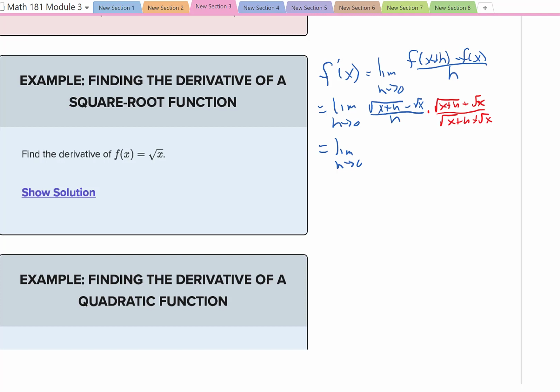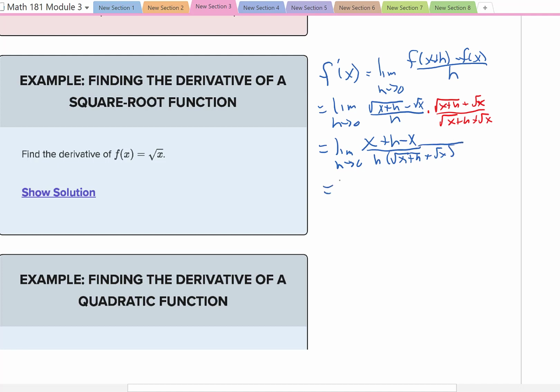Okay, so that's going to be the limit as h goes to 0 of, now that's the square root of x plus h minus square root of x times square root of x plus h plus square root of x. So that's like an a minus b times an a plus b. So we have x plus h minus x over h times the square root of x plus h plus the square root of x.